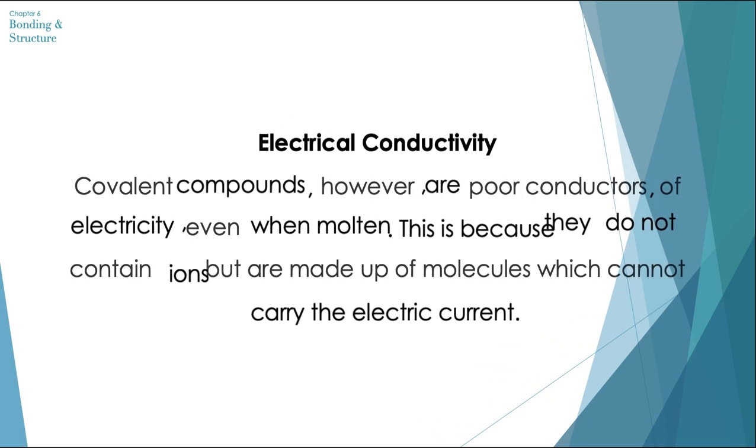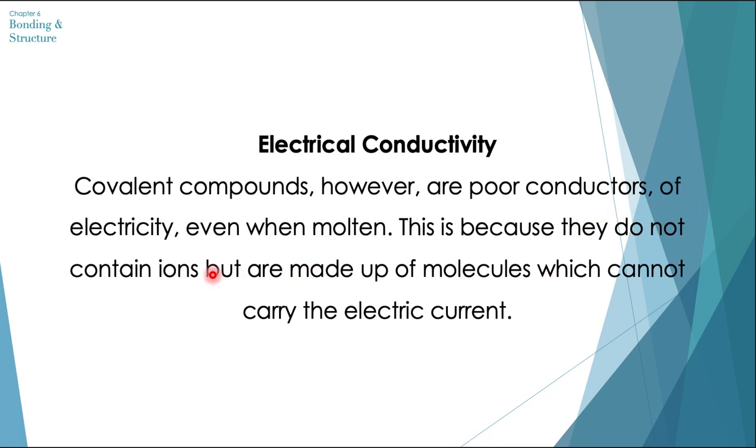Covalent compounds, however, are poor conductors of electricity, even when molten. And this is because they do not contain ions but are made up of molecules which cannot carry the electric current. So covalent compounds are quite the opposite of ionic compounds. They are poor conductors of electricity whether they are molten or not. And this is because they do not contain ions. If there are no charges in a molecule, like a positive or negative charge, how would it be able to conduct any electricity? So covalent compounds are made up of molecules which cannot carry the electric current.